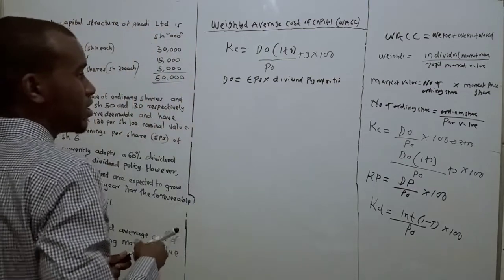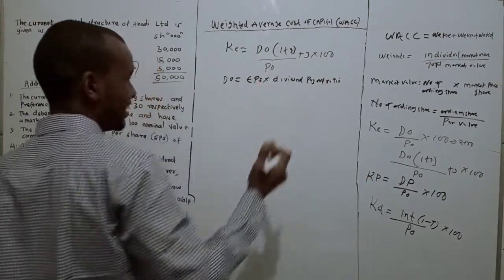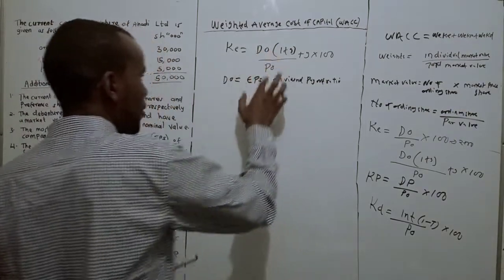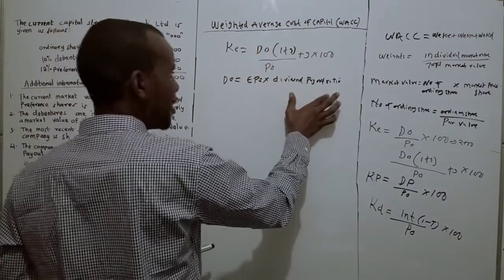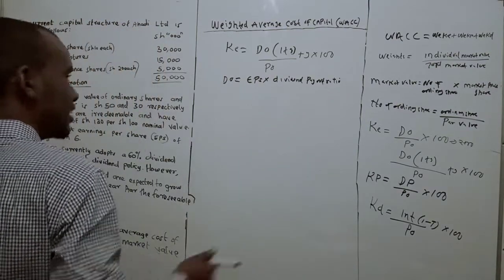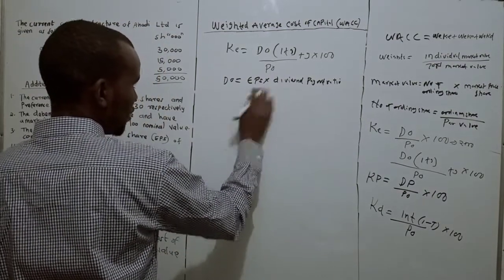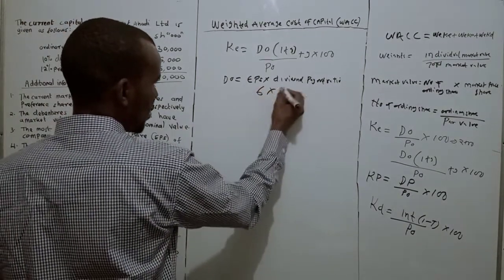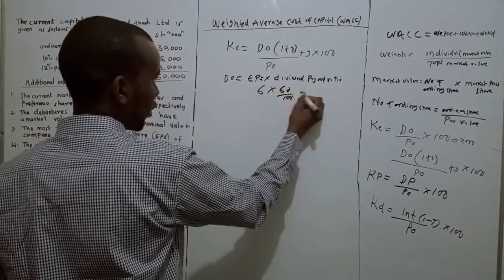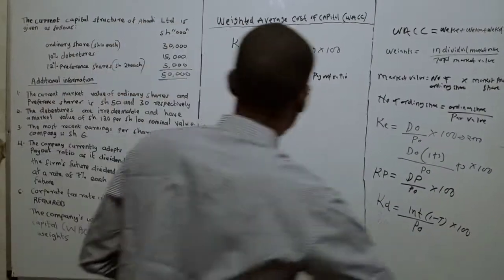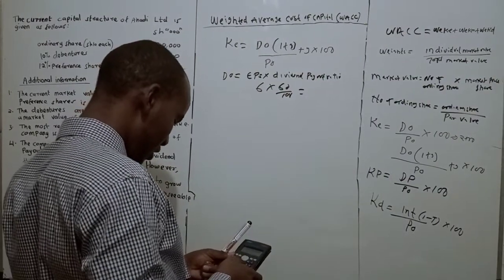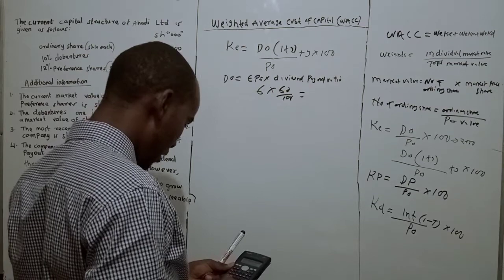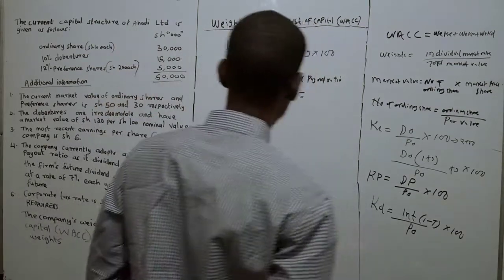Because you can only pay the dividend out of the earnings you have earned. In this question, we don't have the dividend per share, but we have the EPS and the dividend payout ratio. So the earnings per share is 6, from the question. Then multiply by 60%, 60 over 100. On my calculator, 6 times 60 over 100, I'm getting 3.6.